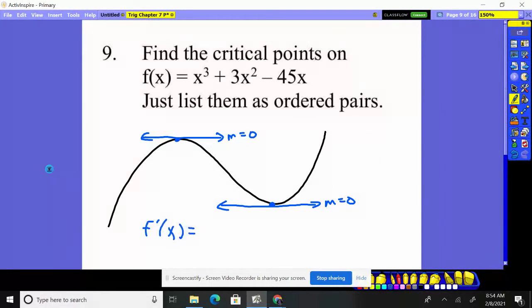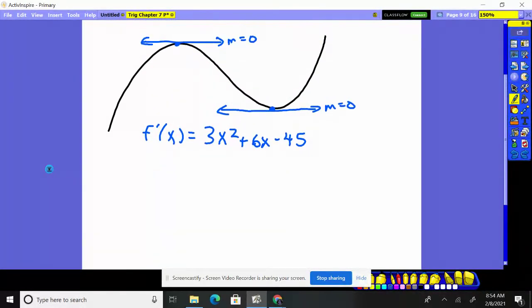So let's take the derivative. We get 3x squared plus 6x minus 45. That's the equation that tells you the slope anywhere on the black line. Well, I want to know, hey, when does that answer come out to be 0? When does that 3x squared plus 6x minus 45 give me an answer of 0? What x can I plug in there to make it give me an answer of 0? So when we're doing this to find critical points, we take the derivative and set it equal to 0. That's the first step. That's going to help us find the relative maximum and relative minimum.